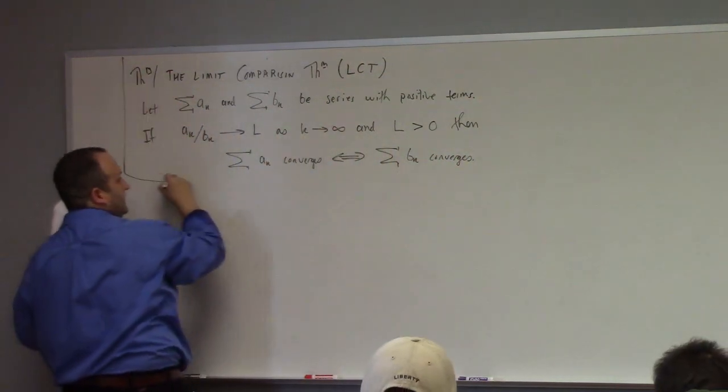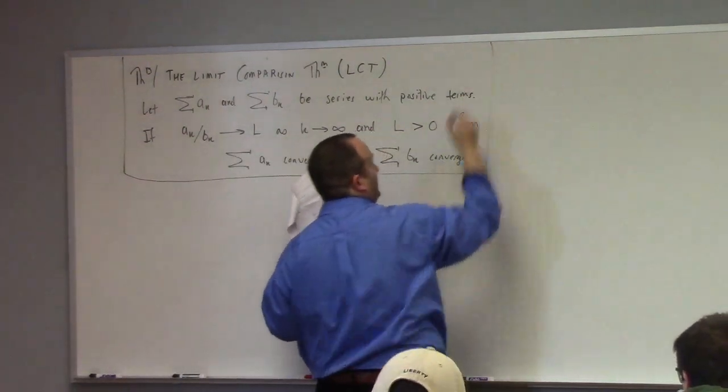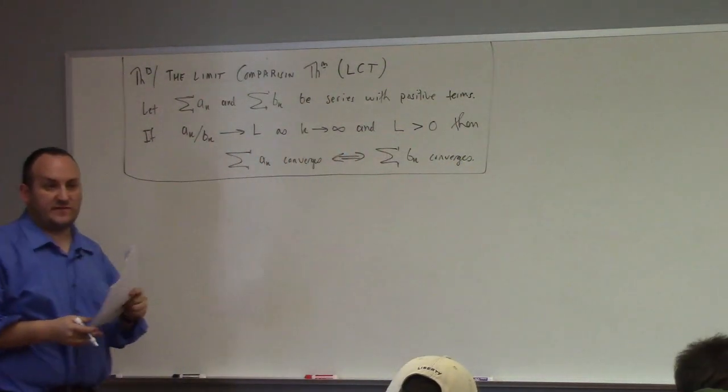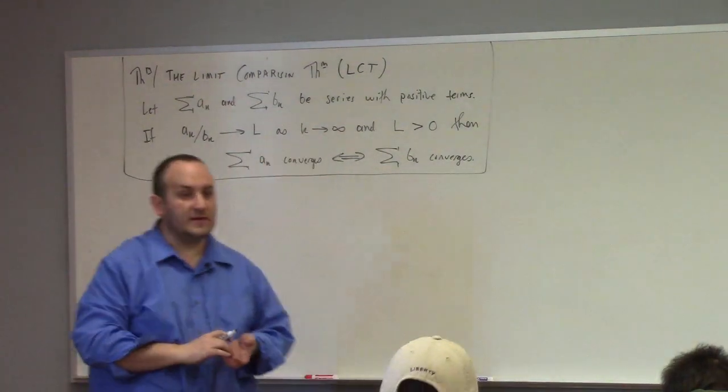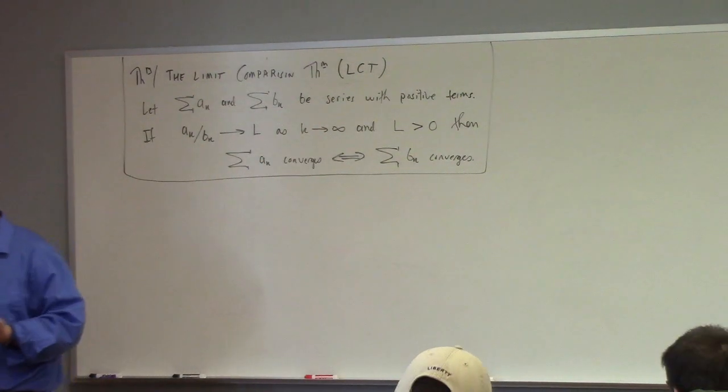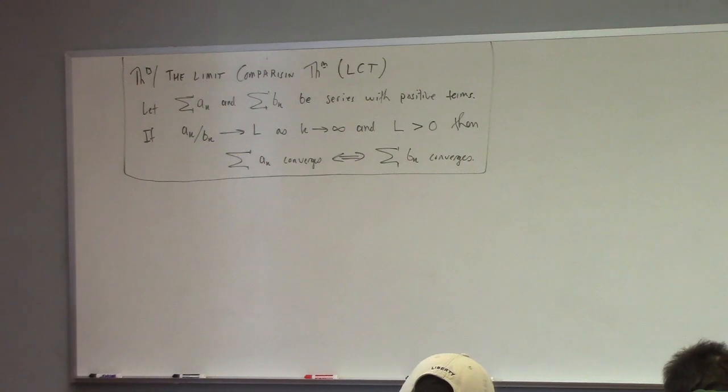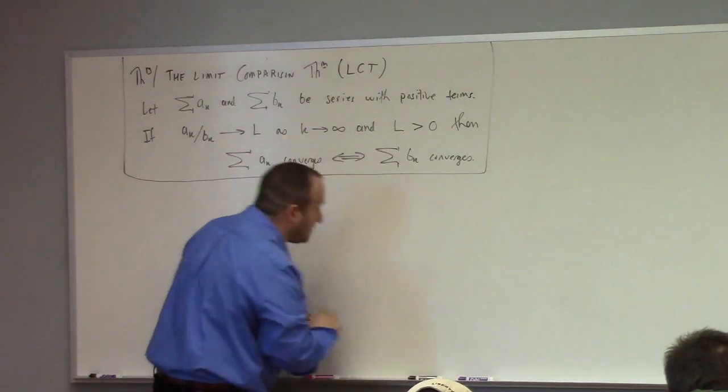This is so much nicer than the direct comparison test because you notice what's conspicuously absent here is a what? An inequality, right? We don't have to supply an inequality to compare the two series. We can just look at the limit of their quotient, and that tells us. So the proof of this is as follows.